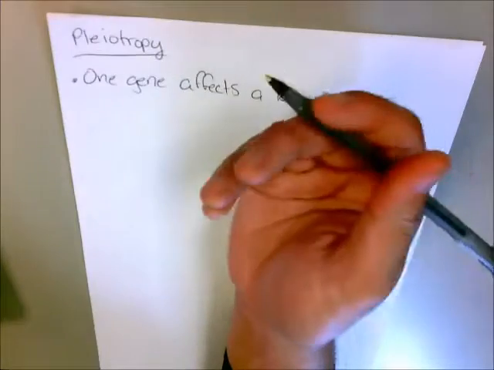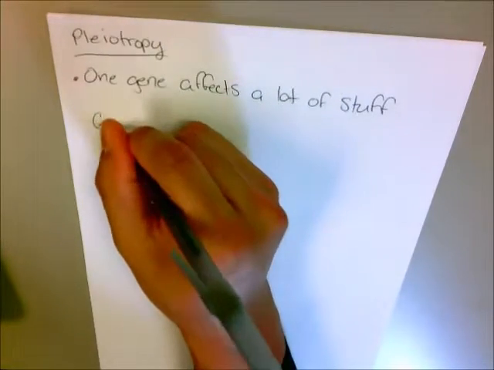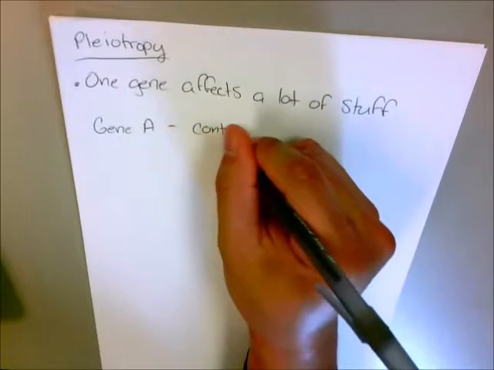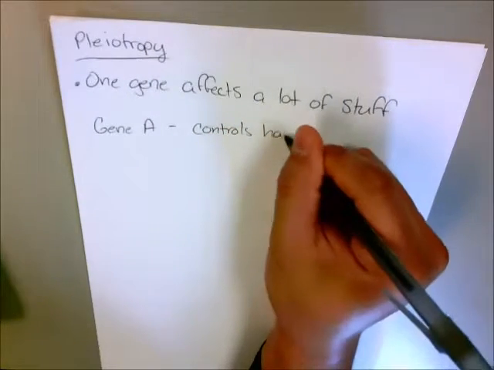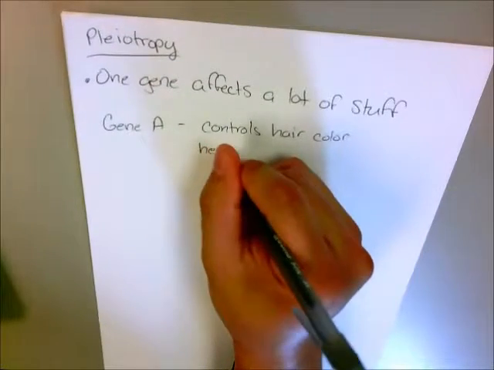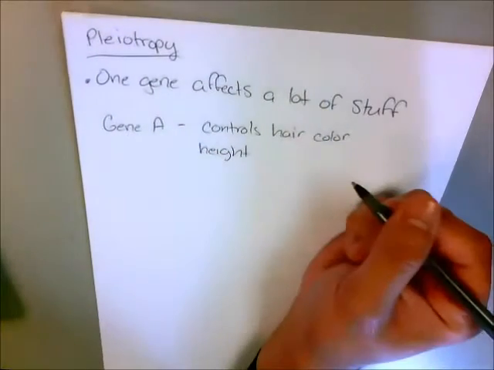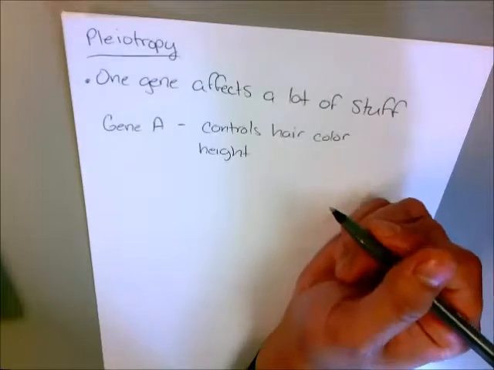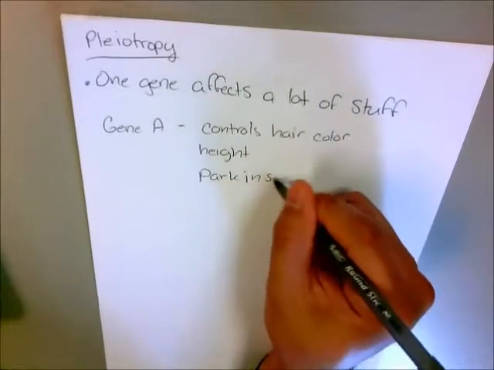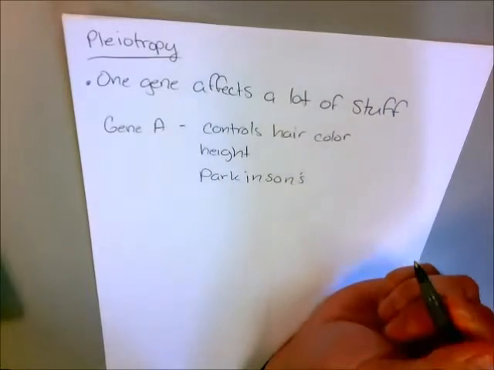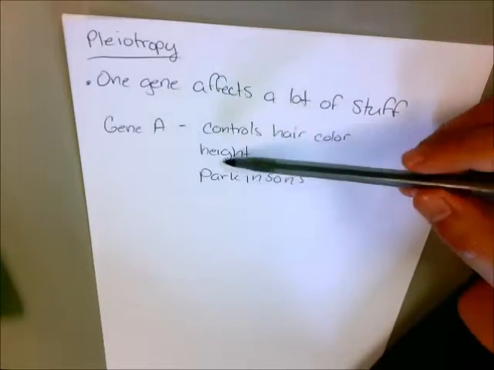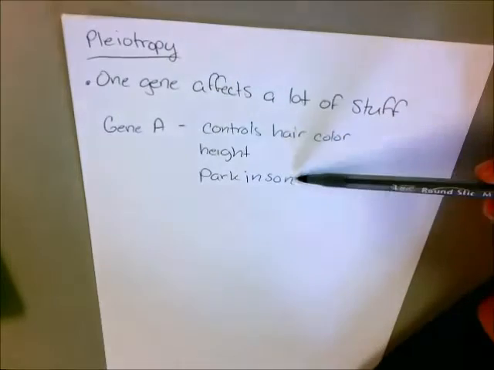So the idea here is this. I have a gene that controls hair color. So I have gene A. Gene A controls hair color. It also controls height. And then I don't know, it's gonna control whether or not I have Parkinson's. Kind of awful, but that's what we're gonna use right now because that is what came to mind. So gene A is responsible for all three of these things, and many genes are pleiotropic in that they affect a lot of different things.